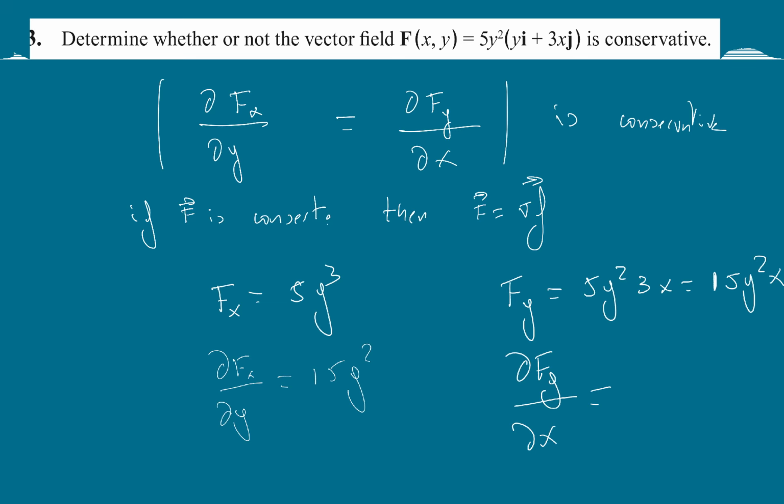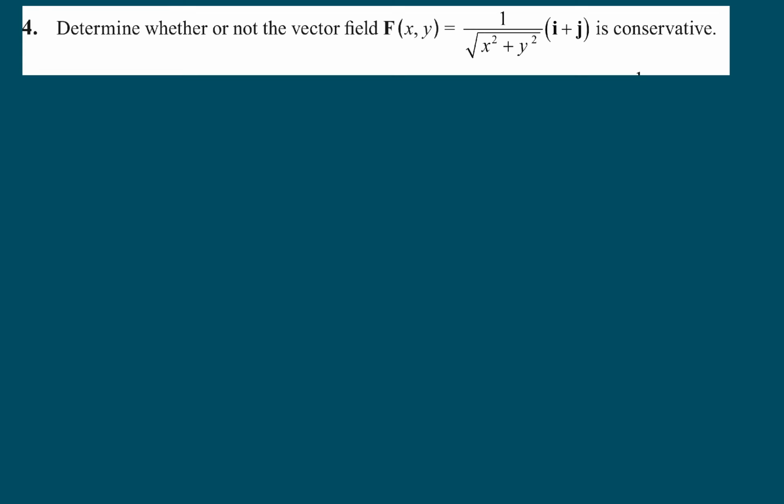And what is the partial derivative of Fy with respect to x? It is 15y squared, sorry. It is 15y squared. So are they equal? Yes. Is the vector field conservative? Yes. So we are done. Later on we will make the proof. Now we are going to do problem number 4, that is more or less the same.